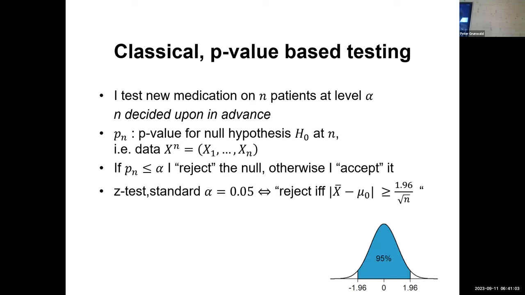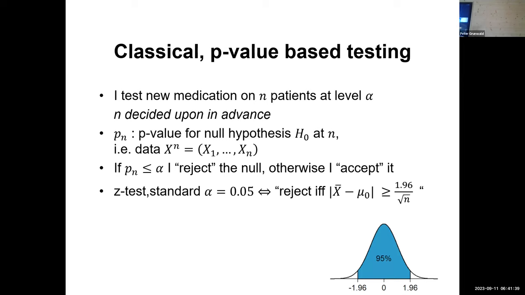Otherwise, you accept it, which means that at least for now, you don't have enough evidence to conclude there is some effect. In this example, you can actually reformulate this without explicitly mentioning p-values, but they are there. This is a formula which I guess most of you have seen. You look at the average of the data, x bar. You want to test, is it mu zero or not? And you reject the null, so you say I have sufficient evidence that it's really not mu zero, it's too far away, if the average minus your null hypothesis is larger than around 2 standard deviations divided by the square root of the sample size.